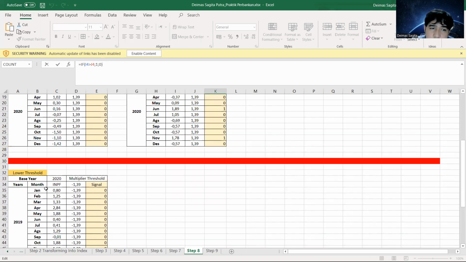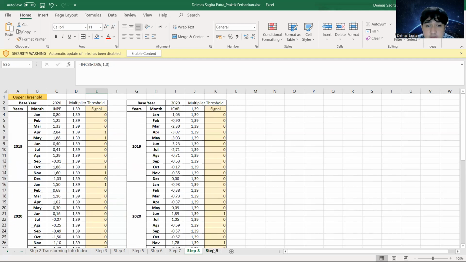Then our data for the lower threshold, the formula is kind of different. The difference is just here. It's equal if IPF lower than here, because it's lower, so it means minus. So our threshold is minus. So minus 1.39, and then 1, 0 again, and just enter. And then we got the signal for the lower threshold.